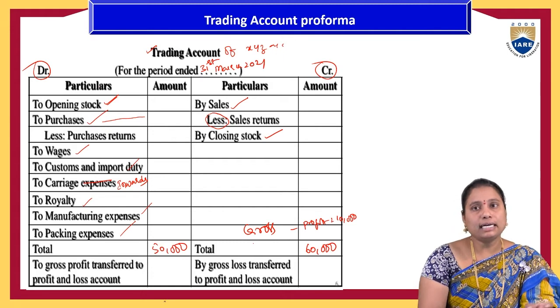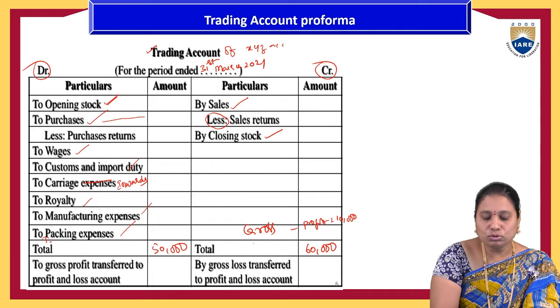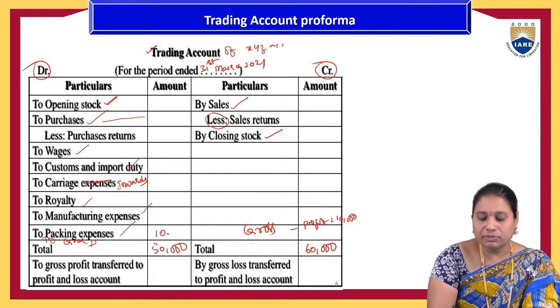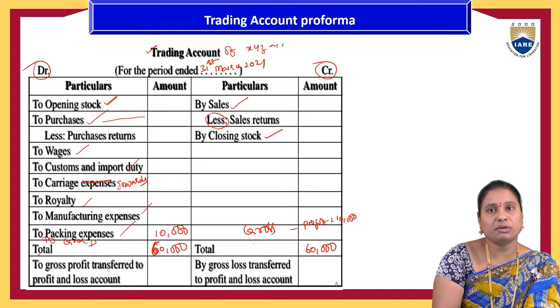To balance that, here this is 60,000, and they will write it as gross profit of 10,000 and make the total balances equal. The total balances should be equal, and the gross profit they will mention.